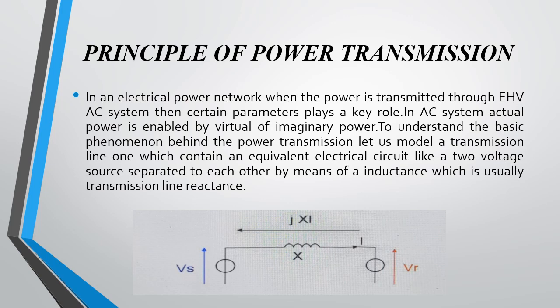Then what is the principle of power transmission? In an electrical power network, when the power is transmitted through the HVAC system, certain parameters play a key role. In AC system, actual power is enabled by virtue of imaginary power. To understand the basic phenomenon behind the power transmission, let us model a transmission line, one which contains an equivalent electrical circuit like two voltage sources separated from each other by means of an inductance, which is usually the transmission line reactance. We can see in this figure.